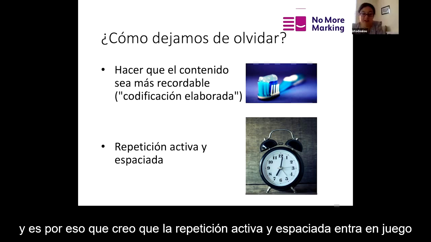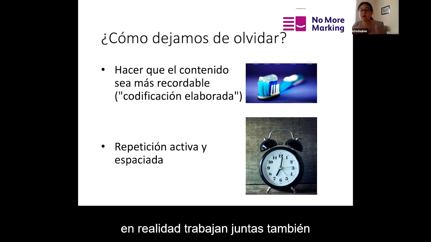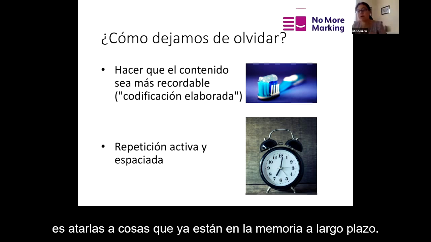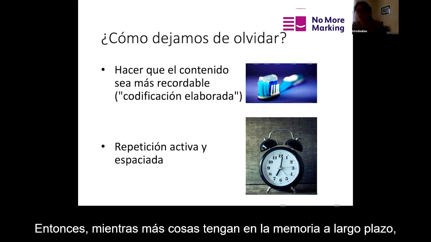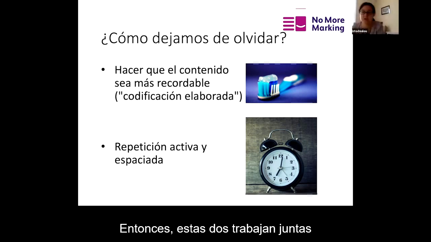And that's where I think the active and the spaced repetition comes in. And I think the active and spaced repetition and the elaborative encoding actually work together as well, because one of the things that makes things more memorable is tying them to things that are already in long-term memory. So the more things you have in long-term memory, the easier it is to do the elaborative encoding and build very rich associations and build strong memories. So these two really do work together.